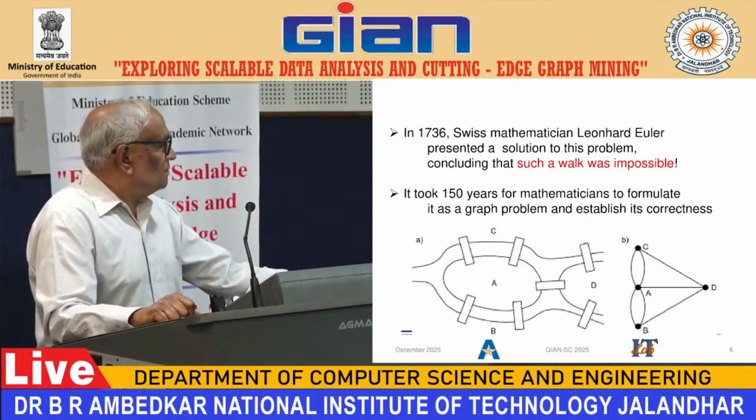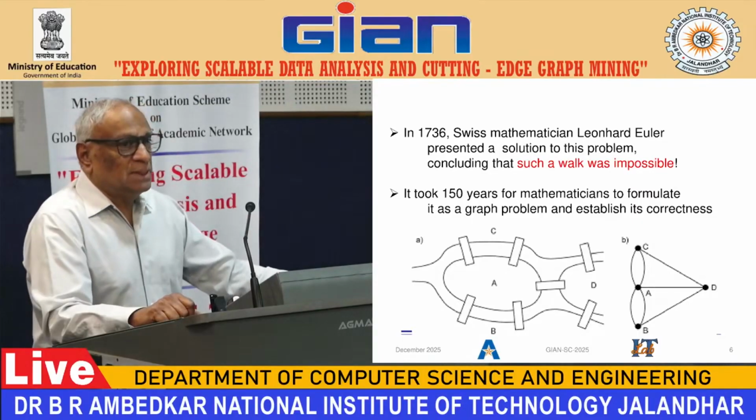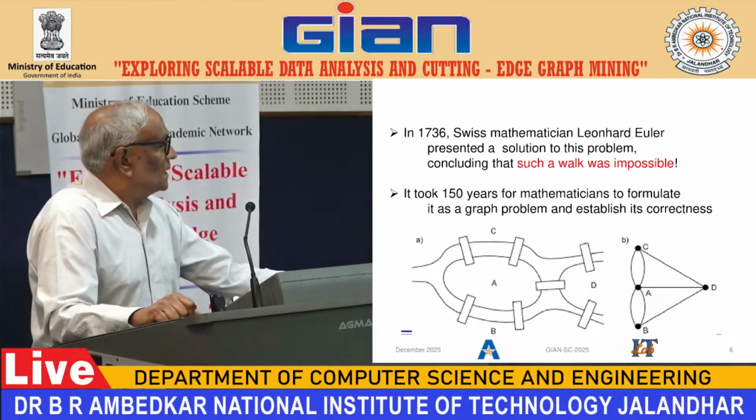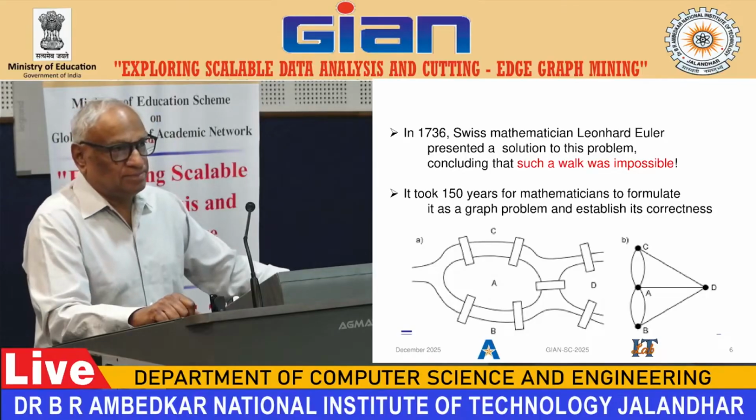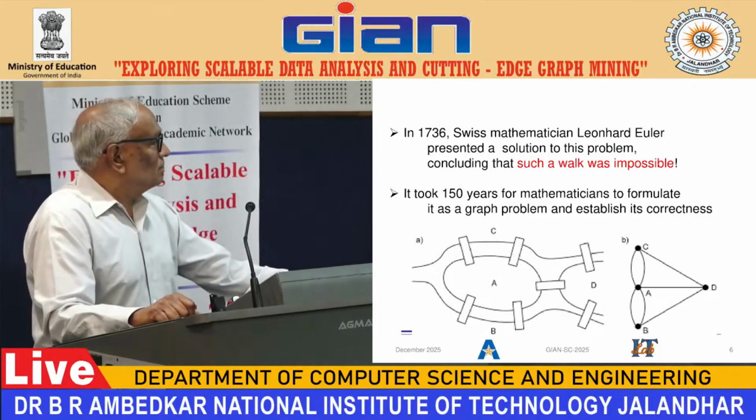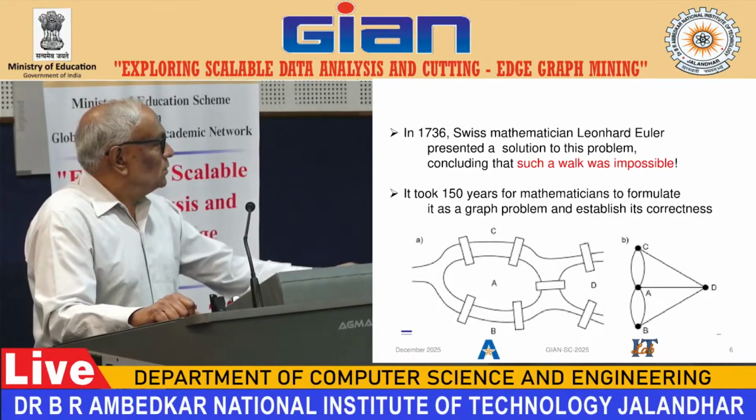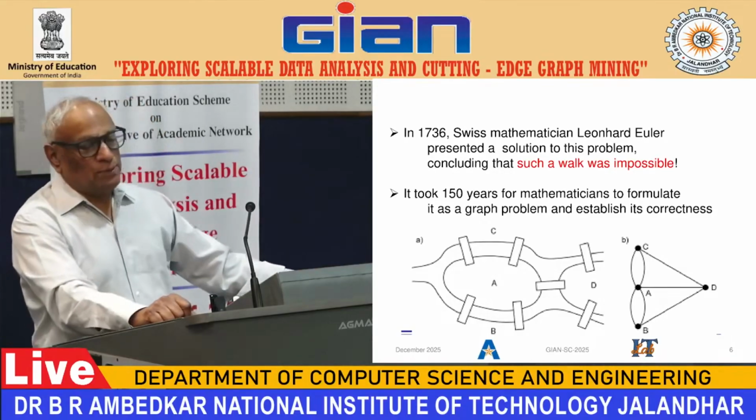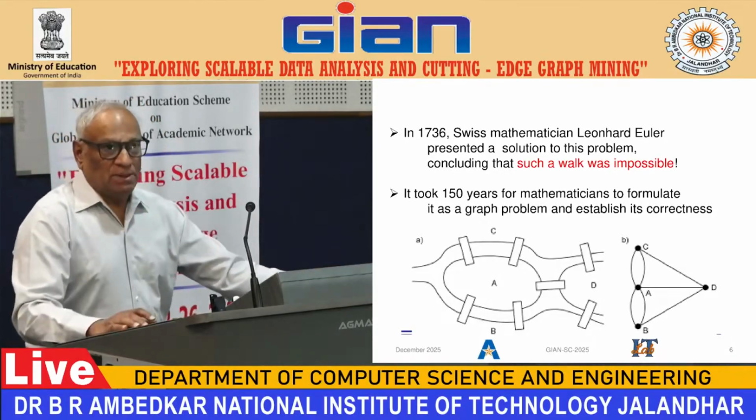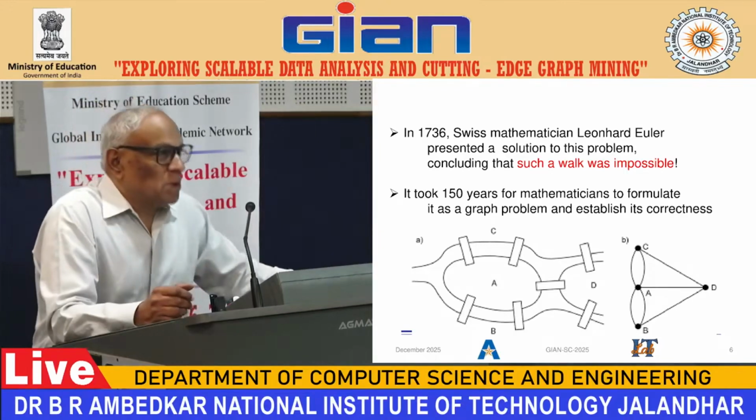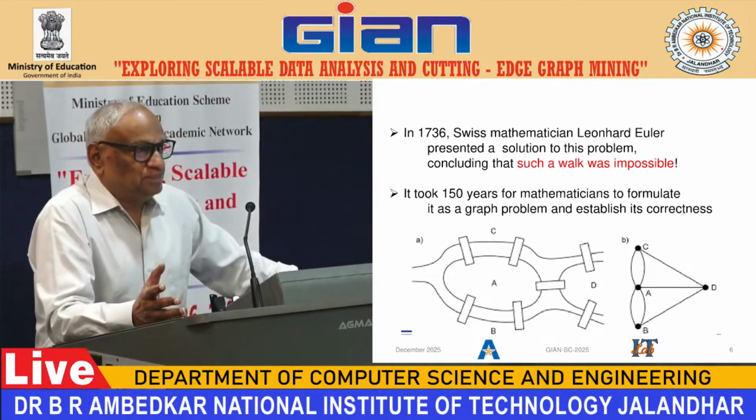Each region, A, B, C, D, is represented as a node. Each bridge connecting the regions is represented as an edge. Now you have a graph. Now you can use this graph and its properties to determine whether this problem can be solved or not.